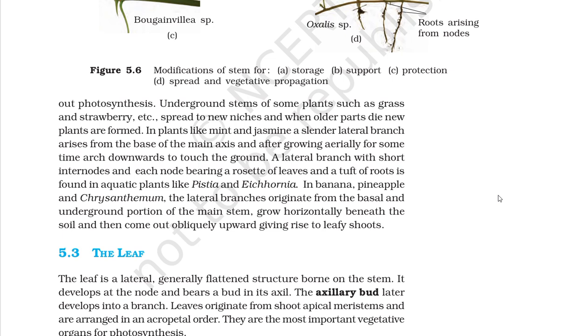In plants like mint and jasmine, a slender lateral branch arises from the base of the main axis and, after growing aerially for some time, arch downwards to touch the ground. A lateral branch with short internodes and each node bearing a rosette of leaves and a tuft of roots is found in aquatic plants like Pistia and Eichhornia. In banana, pineapple, and chrysanthemum, the lateral branches originate from the basal and underground portion of the main stem, grow horizontally beneath the soil, and then come out obliquely upward, giving rise to leafy shoots.